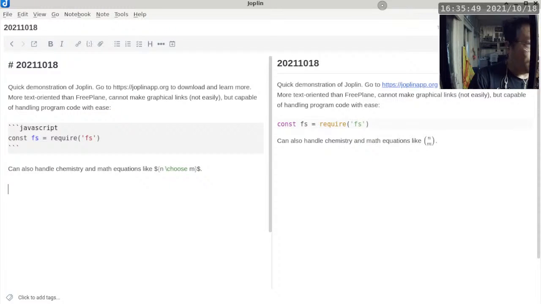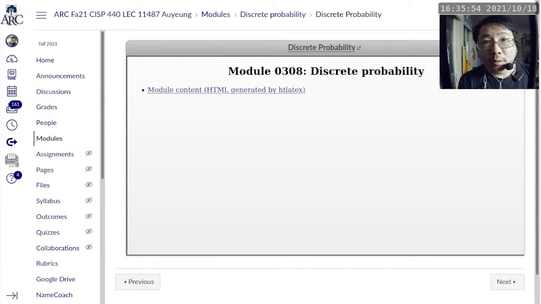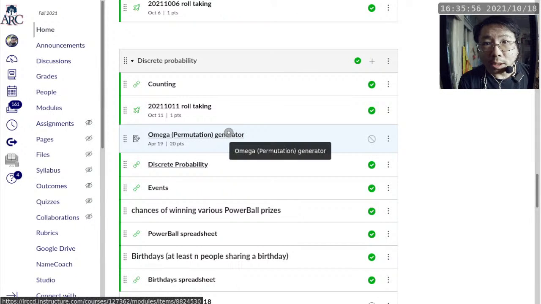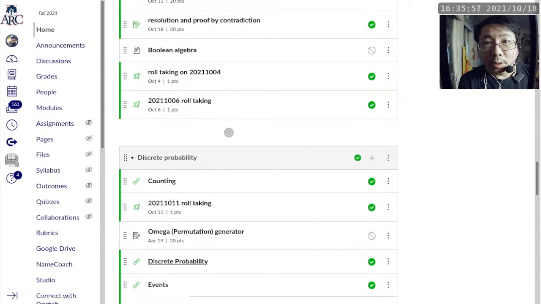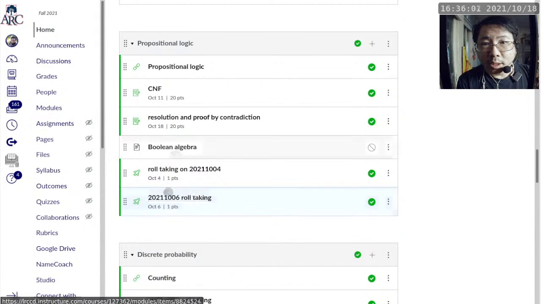So there we go. Oh, reviewing the homework. Sure, that is perfectly fine. Let me go take a look at the homework. That's for propositional logic, and it is, let's see, which one? Resolution and proof by contradiction. There we go.